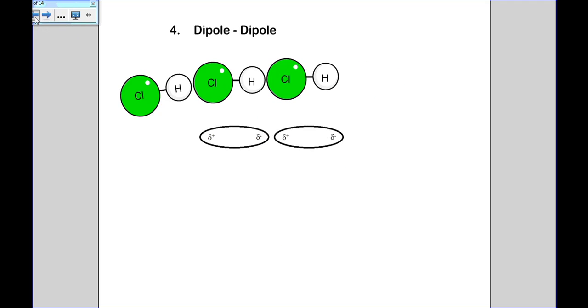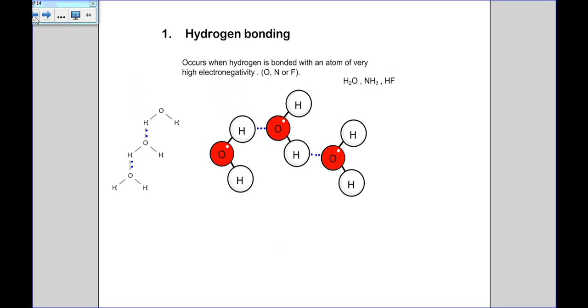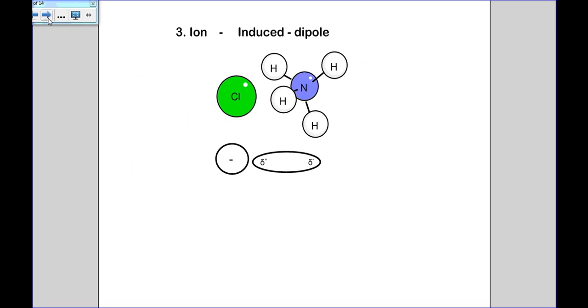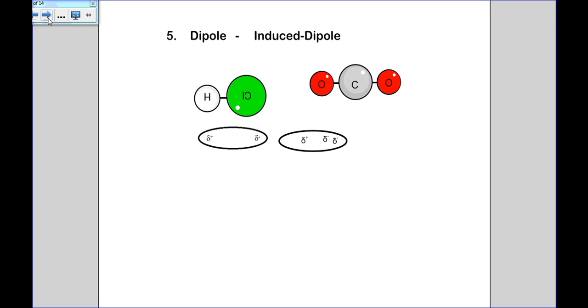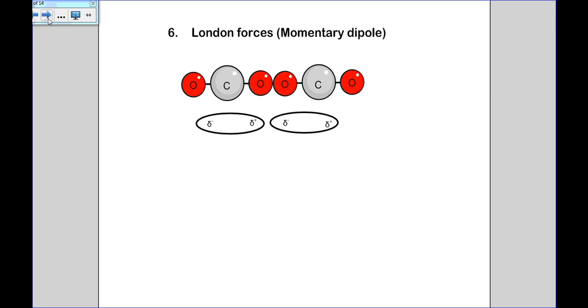So we see that hydrogen bonding is the strongest intermolecular force. And then we get van der Waals forces, ion dipole, ion induced dipole, dipole induced dipole, and the weakest force that we will get will be momentary dipole forces, which we call London forces.